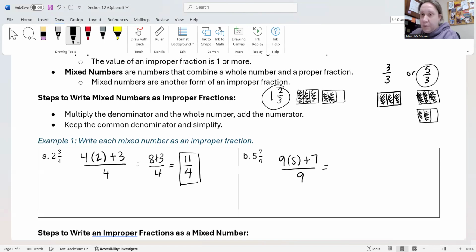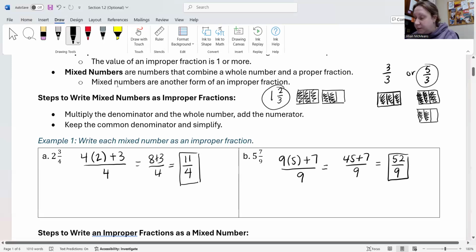So order of operations, we multiply before we add in the numerator. So 9 times 5 is 45. And then we want 45 plus 7, which is going to be what, 52? So we get 52/9 is equivalent to 5 7/9. Okay? So that's how you take a mixed number and write it as an improper fraction. What I want to show you now is how to reverse that. If you have an improper fraction, how would you then write it as a mixed number?